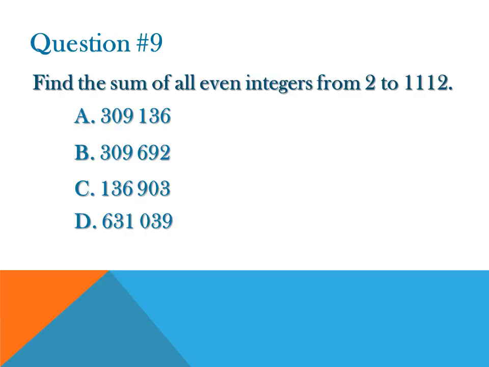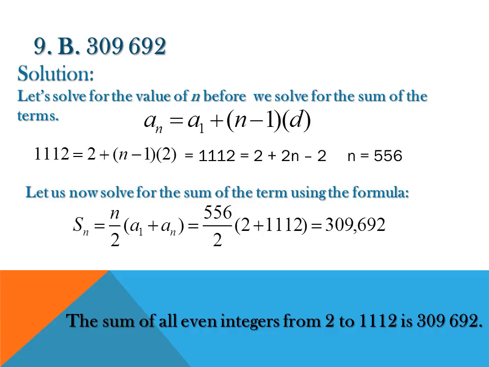Find the sum of all even integers from 2 to 1112. Let's solve for the value of n before we solve for the sum of the terms. Using the arithmetic sequence, a sub n is equal to a sub 1 plus n minus 1 times d. Solving for n, we will get a value of 556.